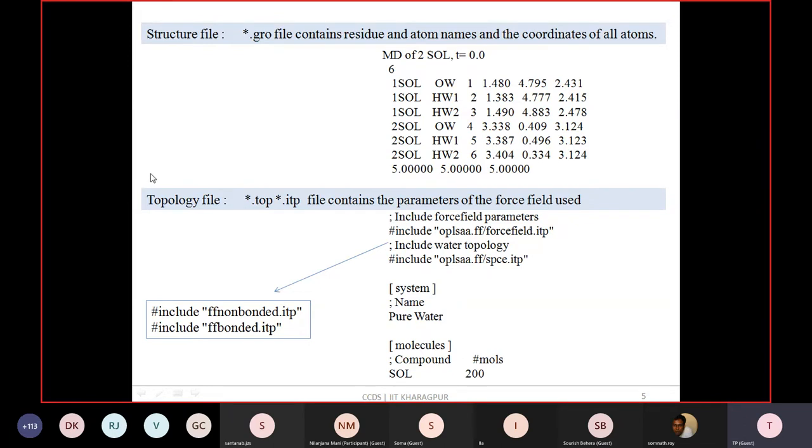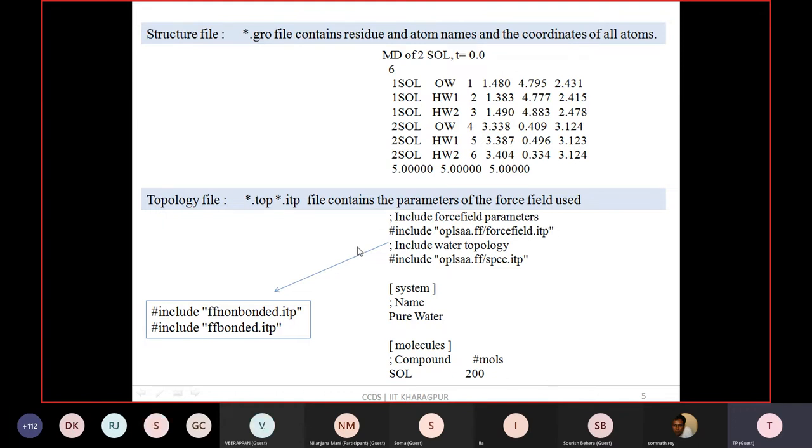The next part after the structure file is the topology file. The topology file comes with the extension .top. If we open a topology file, we will essentially see that it includes the forcefield.itp file. Under a topology file there are ITP files, divided in such a way that forcefield.itp, included with the hash sign, contains the information of the nonbonded parameters and bonded parameters.